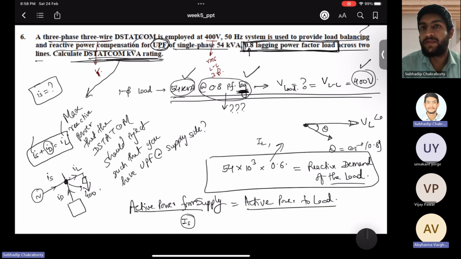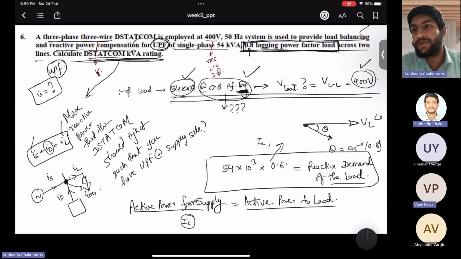So you just calculate the source current, right? How will you calculate the source current? The source is running at unity power factor, so the source will be responsible for feeding the power to the load. So you can write like this.